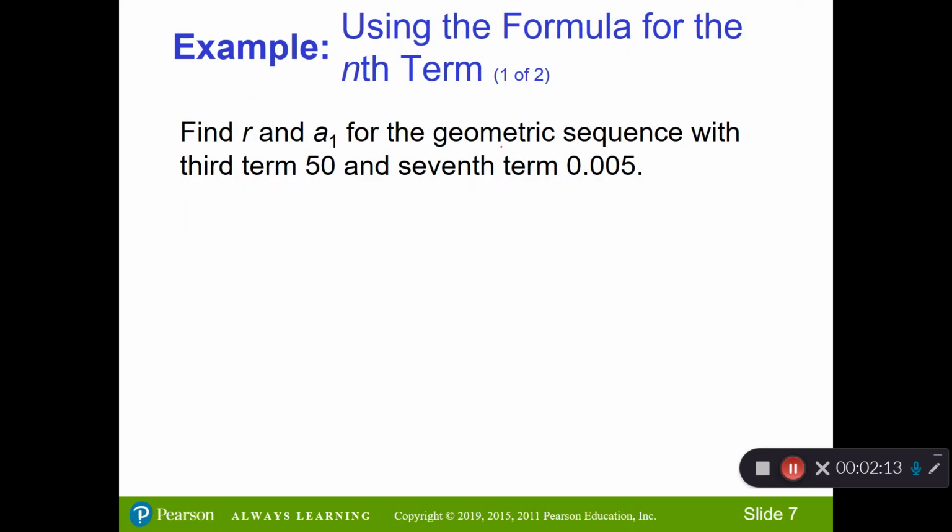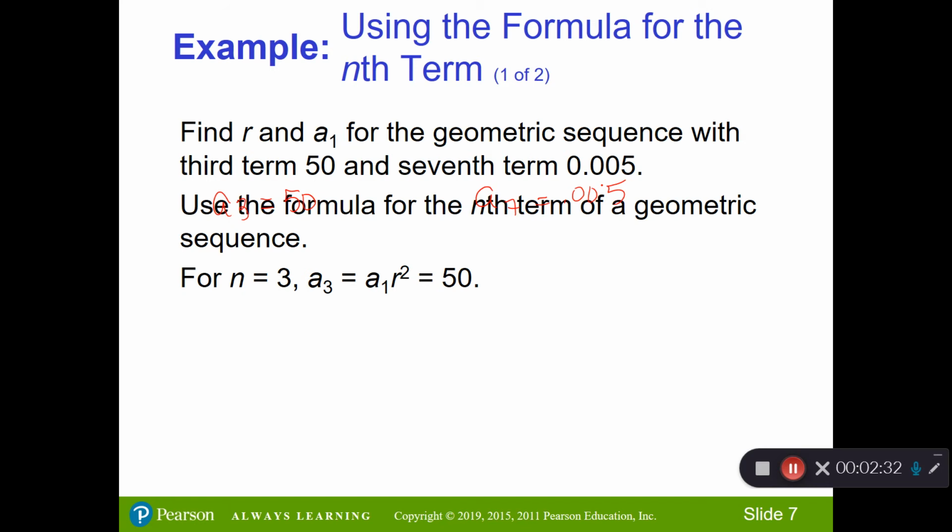I want to find r and a1 for the geometric sequence with the third term being 50, so that tells me a3 is 50. And the seventh term is 0.005, so a7 is 0.005. I've got to use this information to figure out the ratio. Now, notice a3 would be a1 r squared, so that's equal to the 50. And A7 would be a1 times r to the 6, so that's the 0.005.